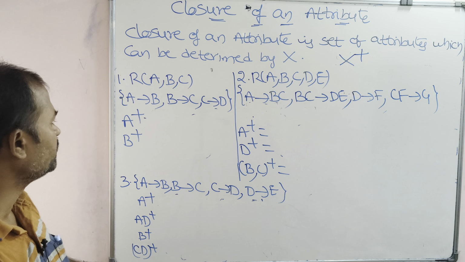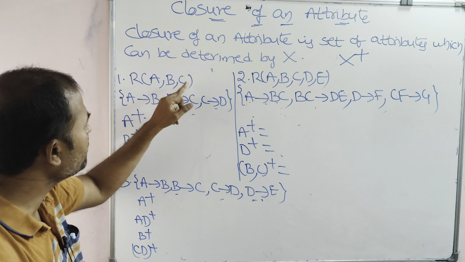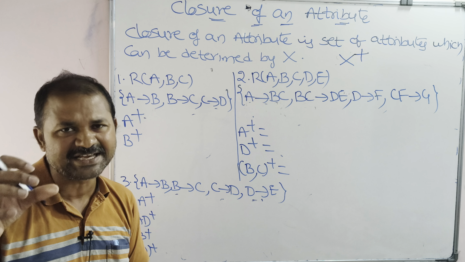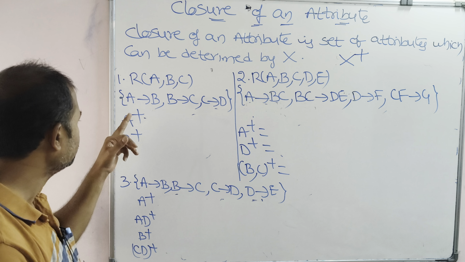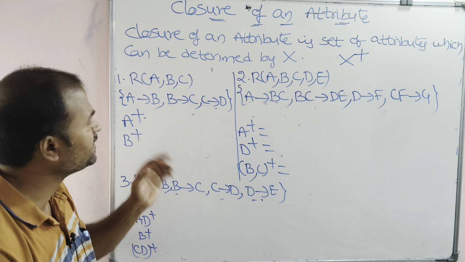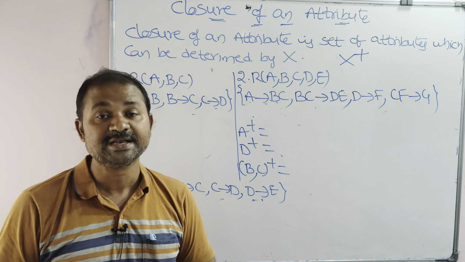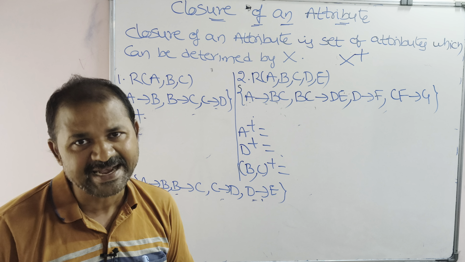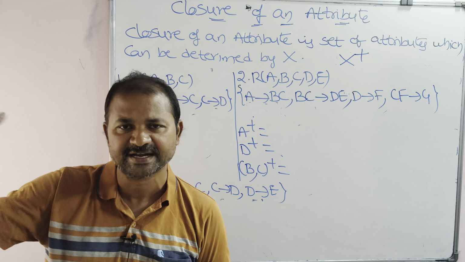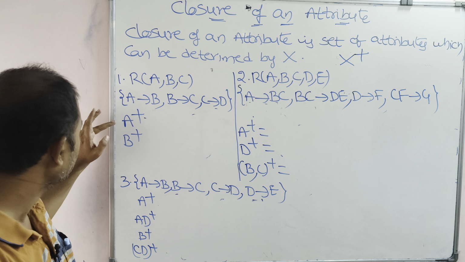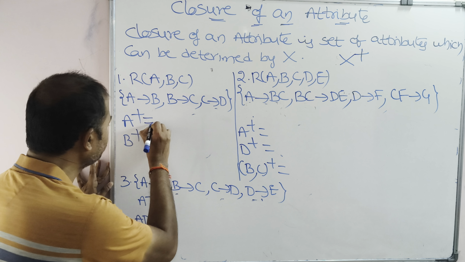Here we have three examples. Let us solve the first example. R of A, B, C. Here the relation mainly contains three attributes A, B, C. Three functional dependencies are given. Here this closure is mainly useful in order to find the candidate key as well as super key. We will see that in the next video. So let us find the closure of A as well as the closure of B.